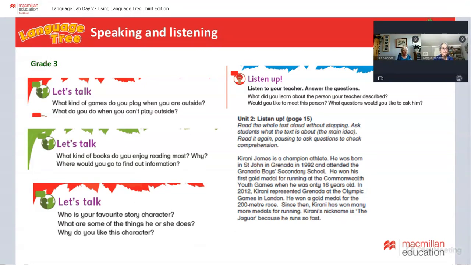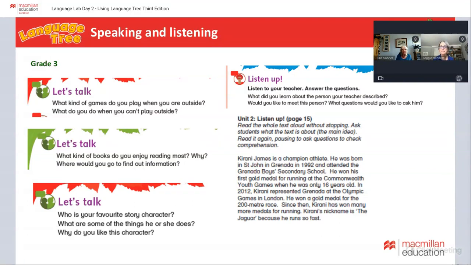And then the final one on the left-hand column, this leads into a story. Who is your favorite story character? What are some of the things he or she does, and why do you like this character? So that just gets the students warmed up to start the unit.